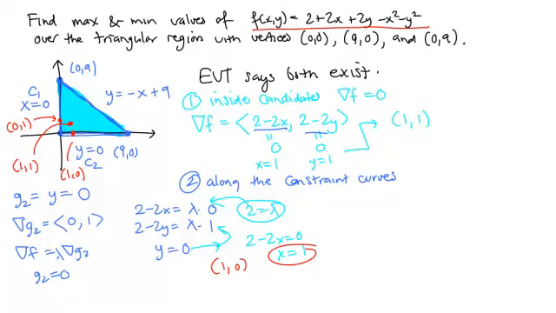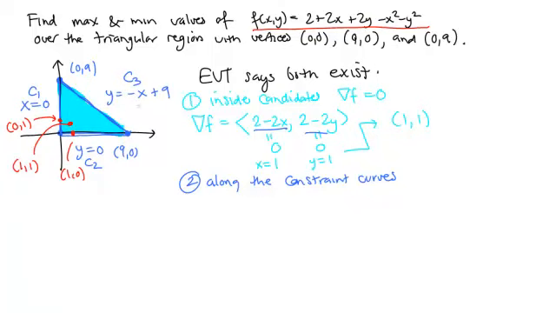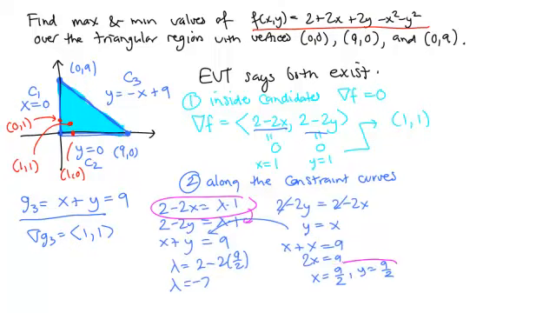Finally, we have a third constraint curve here. The third constraint curve is y equals negative x plus 9, or equivalently, x plus y is equal to 9. Since this is of the form variables equal a number, we can call this the function g3. And so the gradient of g3 will be the vector 1, 1. So setting up our Lagrange multipliers, we find a point at 9 halves, 9 halves. And so that would be this point right here.